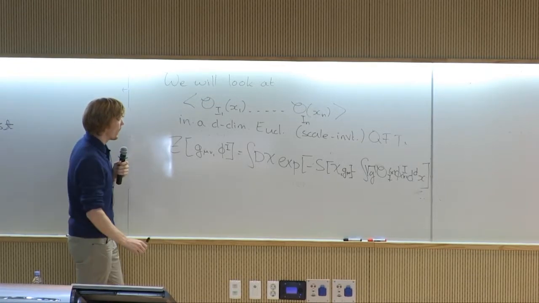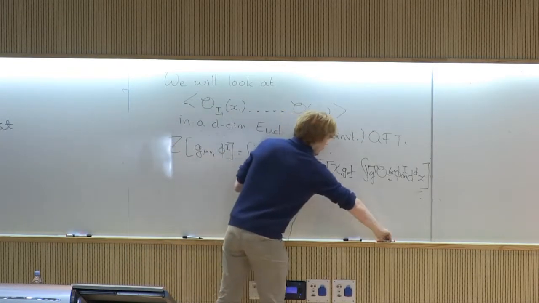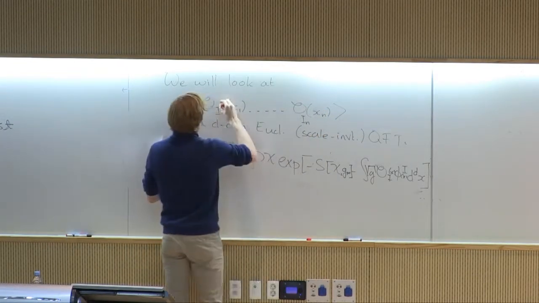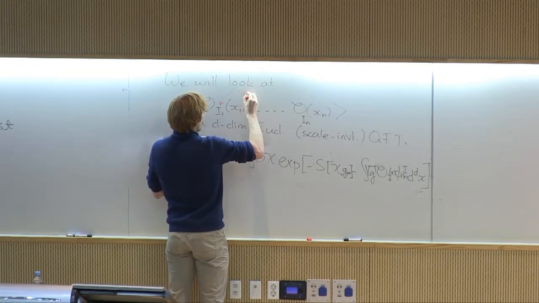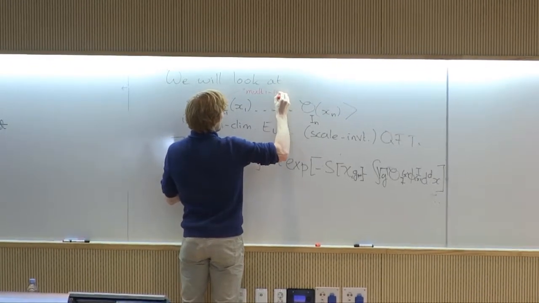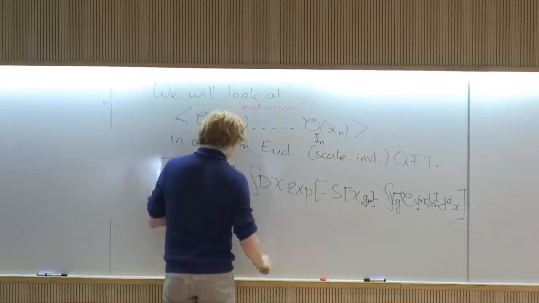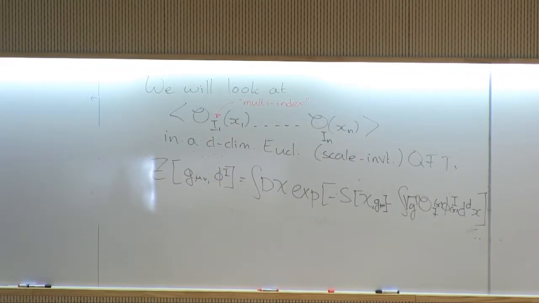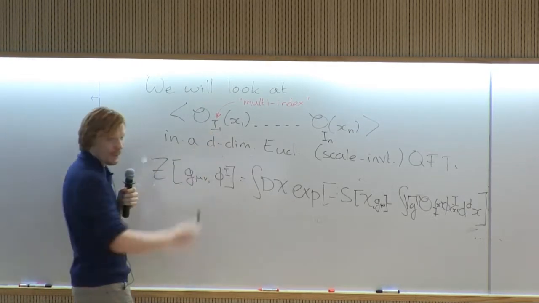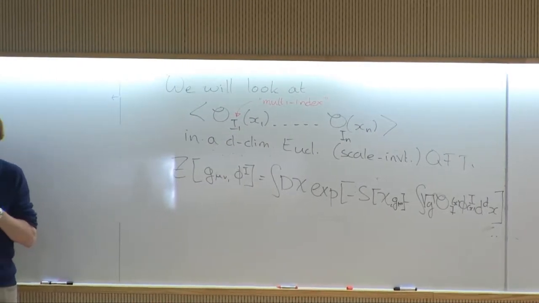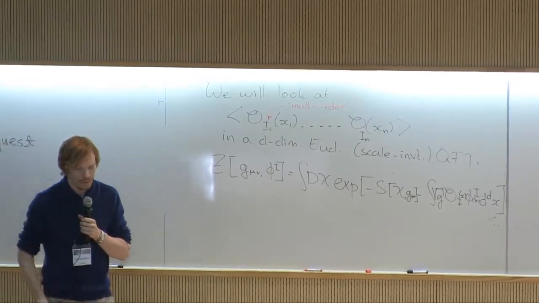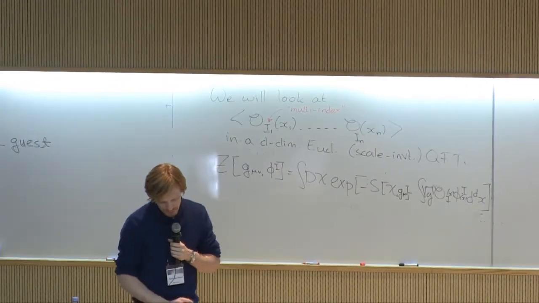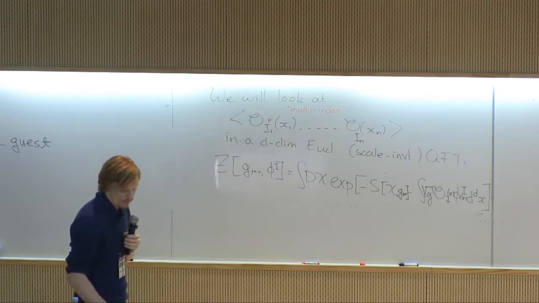Also, I should say that this I is really some kind of multi-index. So I'm just packaging things like vector indices, spinor indices, but also flavor indices, some index that labels all the different operators into some capital I, which could mean many different things here. I hope it's not too confusing in the remainder of the talk.